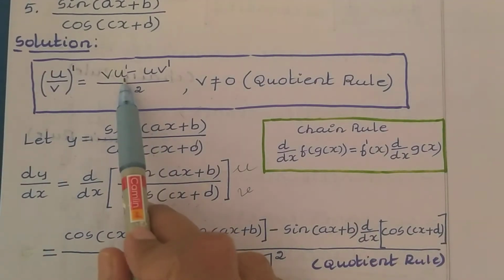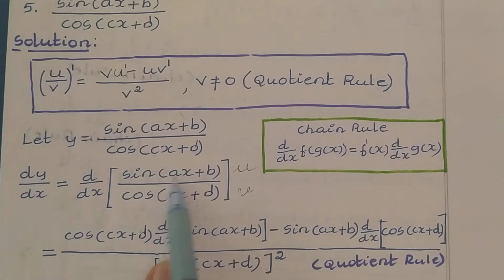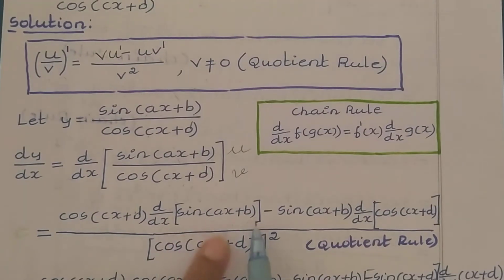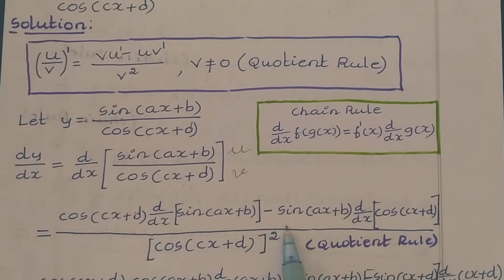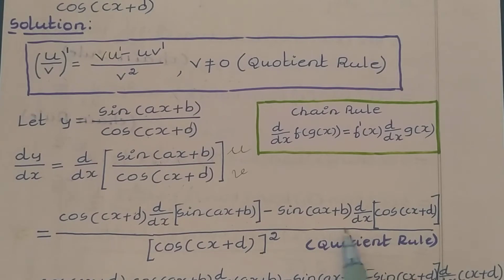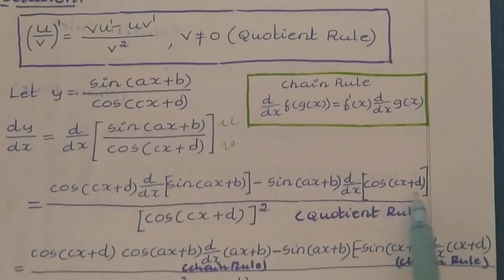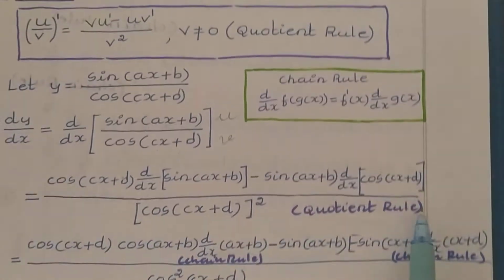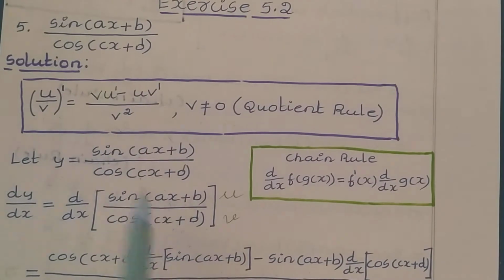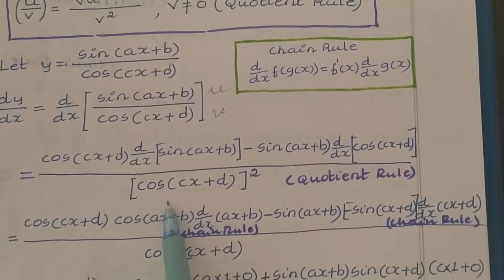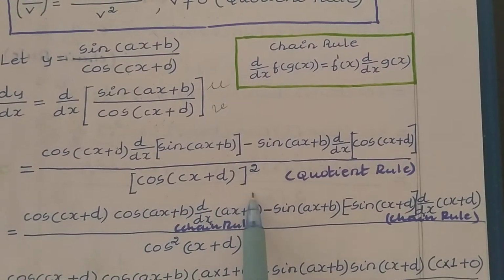Then the derivative u', that is of the numerator. So d/dx of sin(ax + b), minus, write the numerator as it is, sin(ax + b), then into the derivative of the denominator, that is d/dx of cos(cx + d), divided by v square, that is the denominator square, so cos(cx + d) whole square.